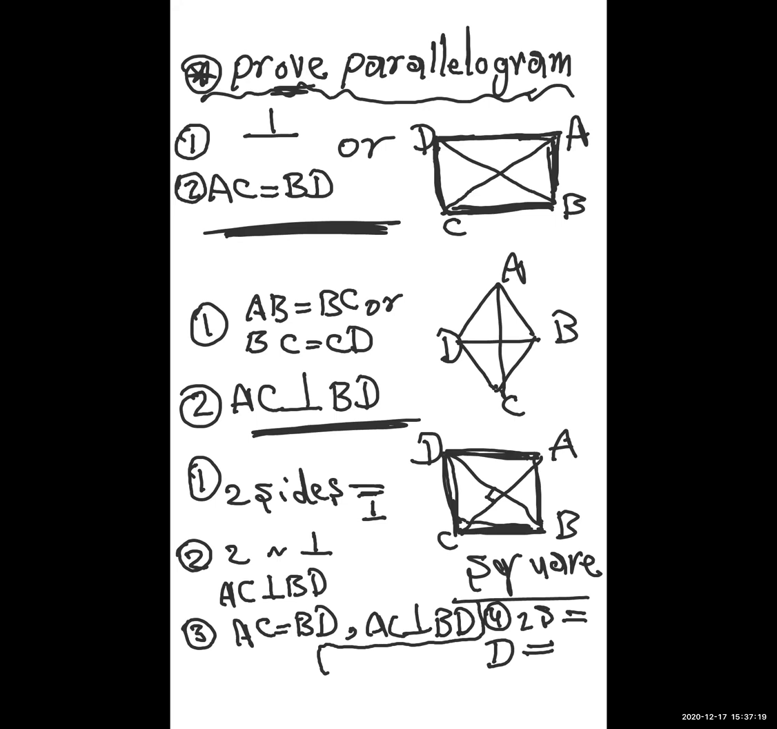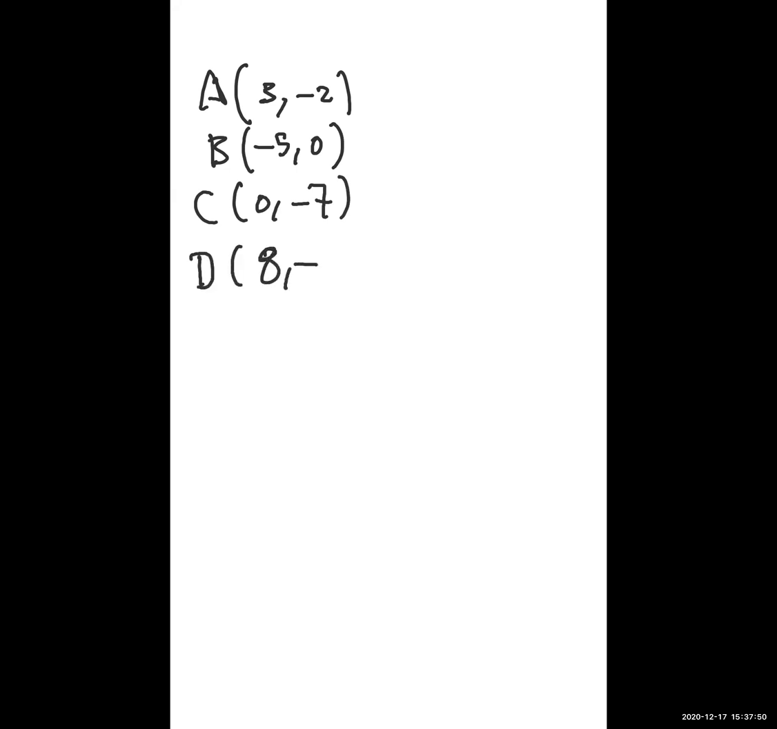Yes. Okay, great. Then let's solve some examples related to this one. On a Cartesian coordinate plane, first represent the points A, which is (3, -2), B (-5, 0), C (0, -7), and then D (8, -9). Then prove that the quadrilateral is a parallelogram.